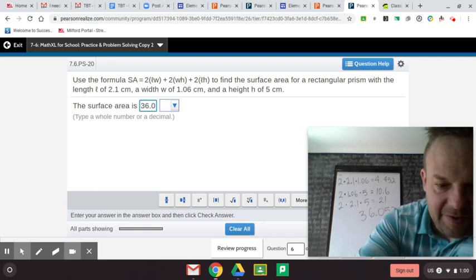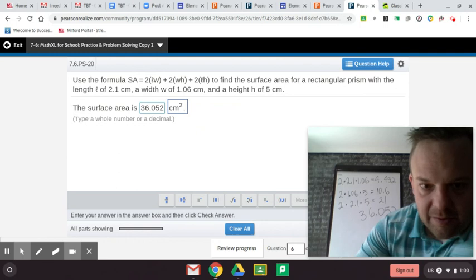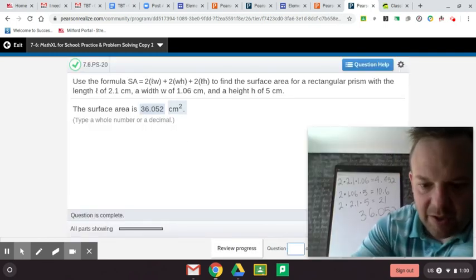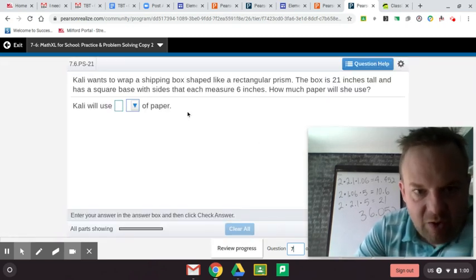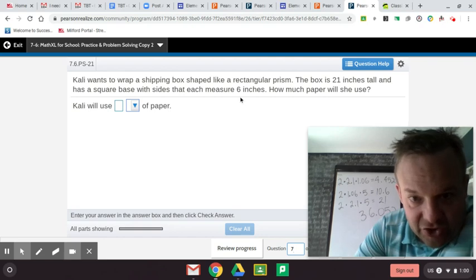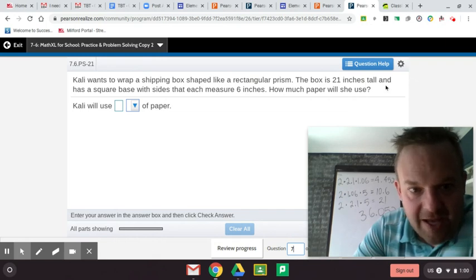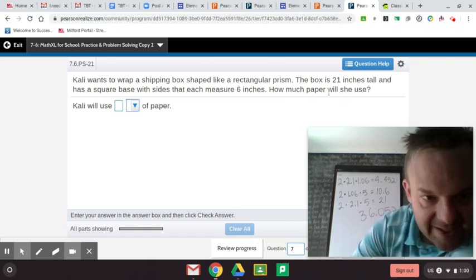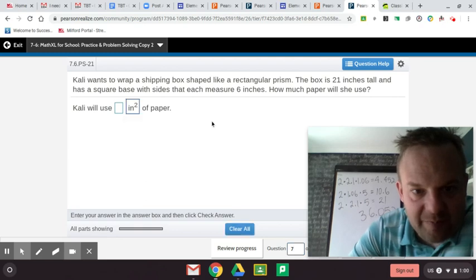36 and 52 thousandths. Ooh. Goody. We got it. So now let's go to 7. Callie wants to wrap a shipping box shaped like a rectangular prism. The box is 21 inches tall and has a square base with sides that each measure 6 inches. How much paper will she use? Callie will use how many inches squared of paper?